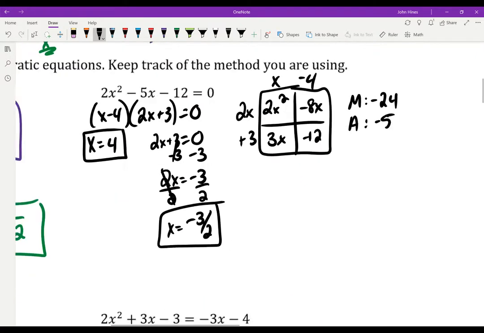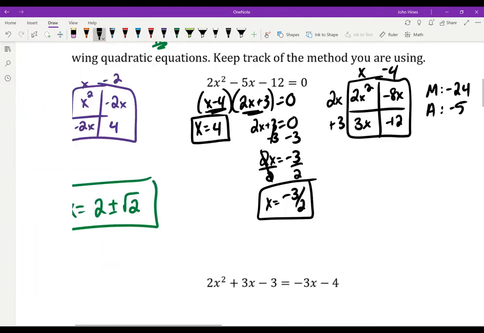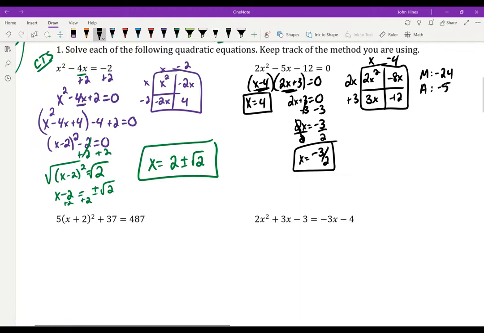So we can use factoring and the zero product property. Once I had it factored, I used the ZPP and set each factor equal to 0. All right, so we completed the square. We factored. Let's see what's coming up here.